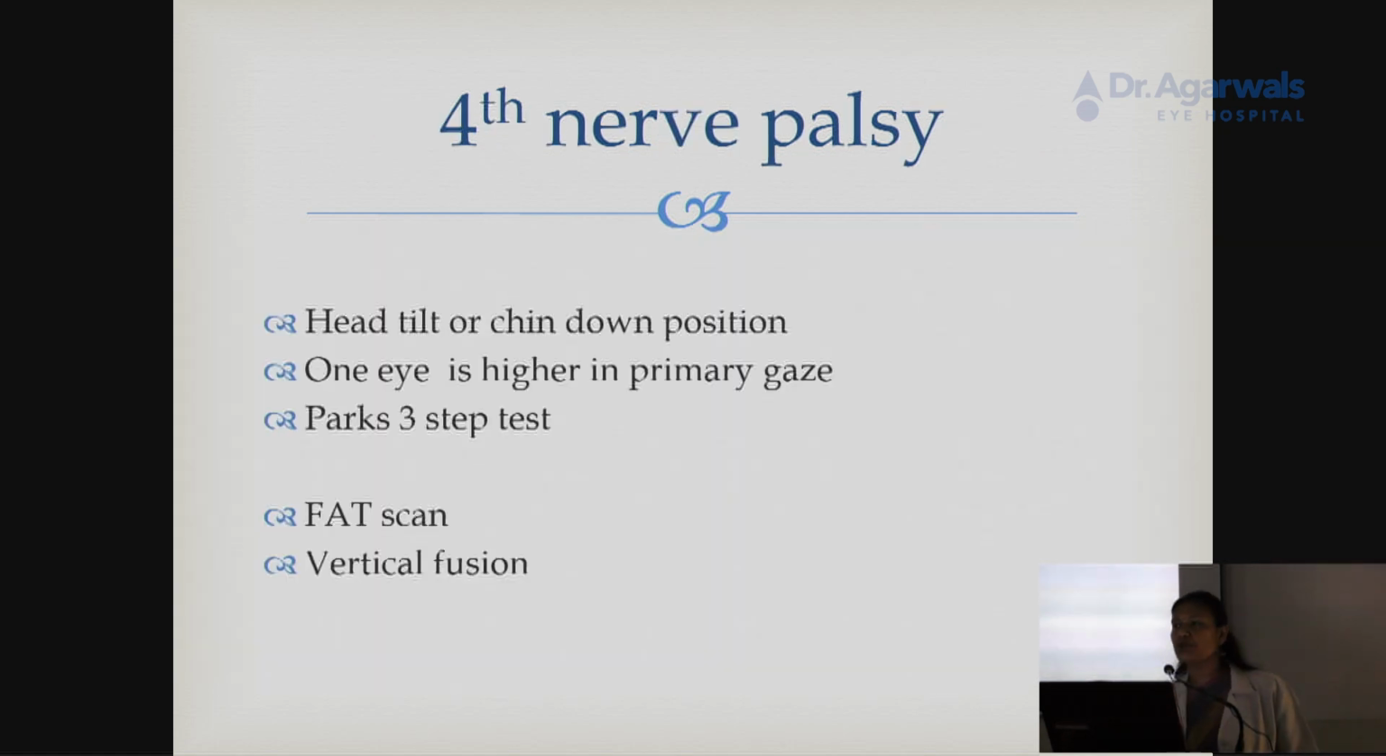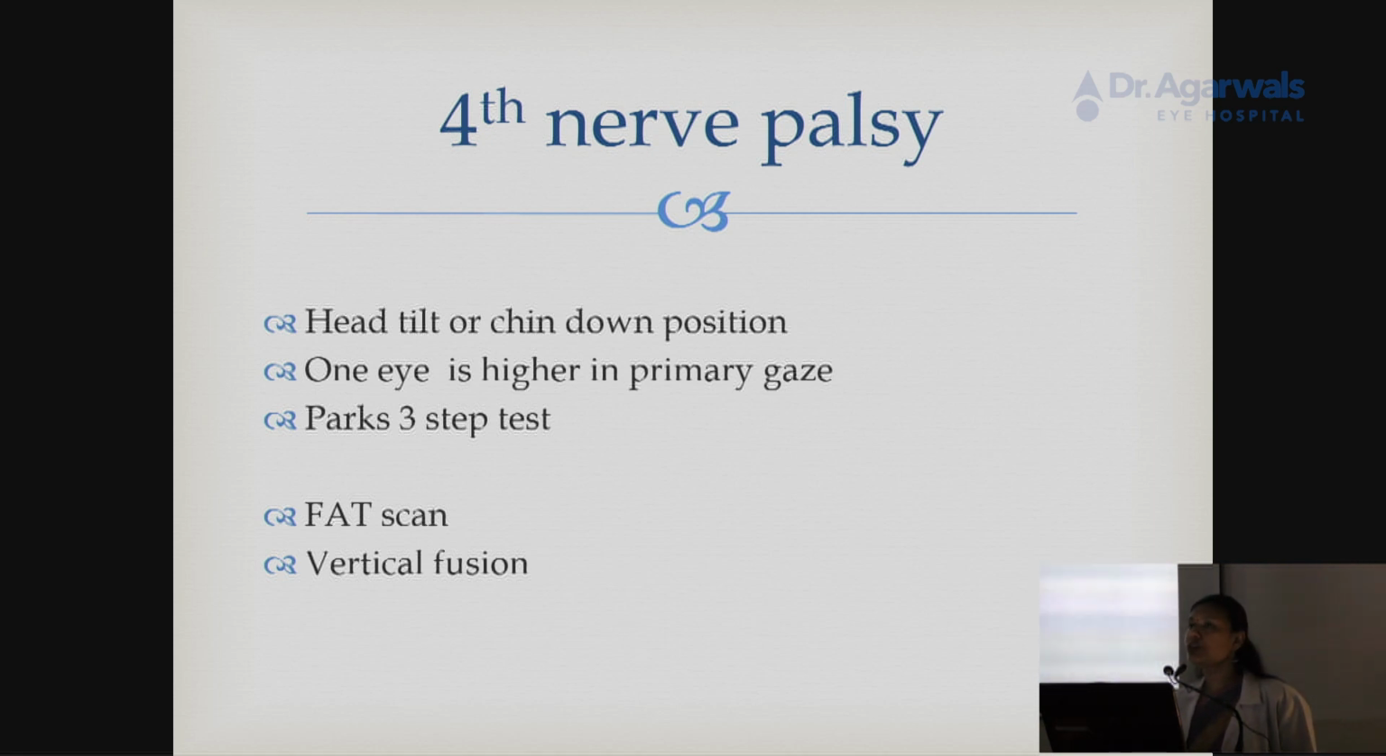So what will you see in a fourth nerve palsy? The patient is going to have a head tilt or a chin down position. One eye is higher than the other in primary gaze. When you see a R over L or L over R, you are going to do a Parks 3-step procedure. And to find out whether it's a congenital fourth nerve palsy which has gone in for decompensation, you have to ask for a FAT scan. What is a FAT scan? Family album tomography. So obviously you look into the older photographs to see whether the patient has got a head tilt. We can see that from the album.